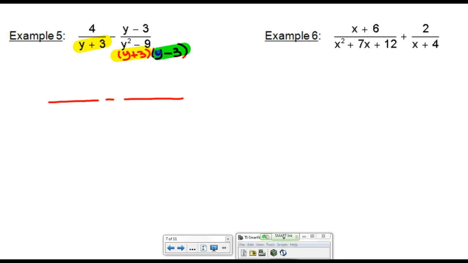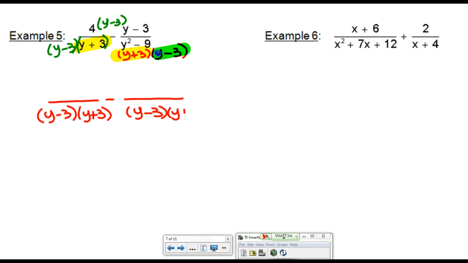So I'm going to multiply a y minus 3 to the first fraction, which means I now have to multiply a y minus 3 to the numerator. Your common denominator is y minus 3, y plus 3. And then your numerator of the first fraction you have to distribute. So you'll get 4y minus 12. The second fraction's numerator is not going to change because we did not change the denominator.